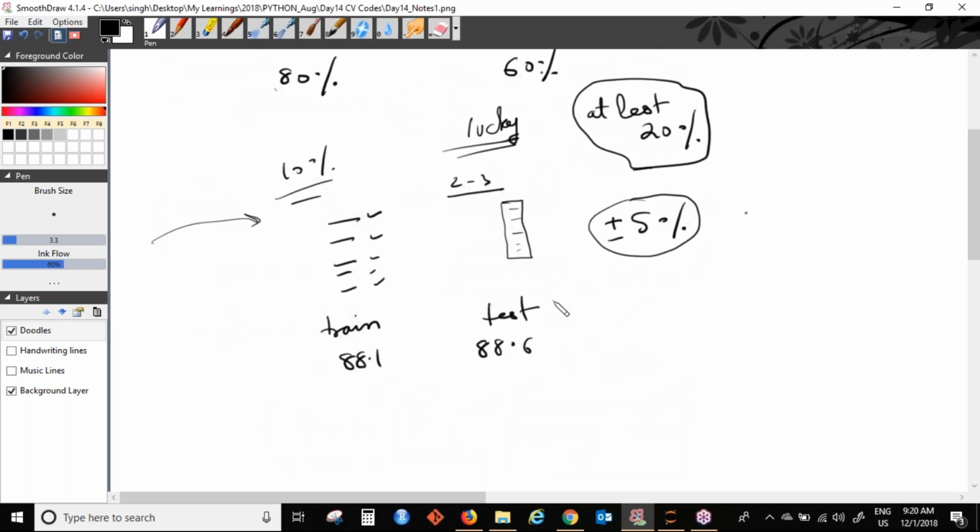You cannot call this that I'm performing better in test and lesser in train. Obviously, it will have some random variation. Right? It will not be exactly 88.1. It will never be. This is random variation. So this cannot be called performing higher in test than in train. So plus minus 5% variation is okay. That is seen because the points are different, the questions are different. So obviously you expect to see some variation.